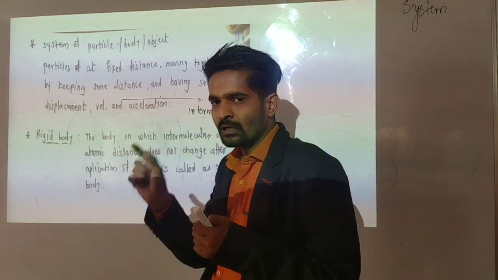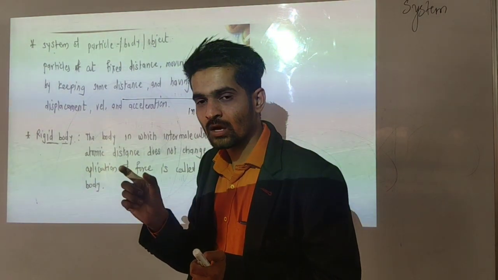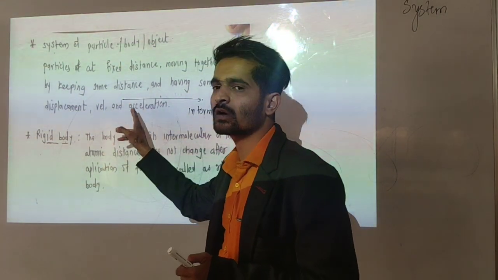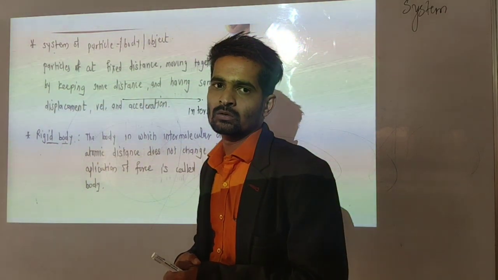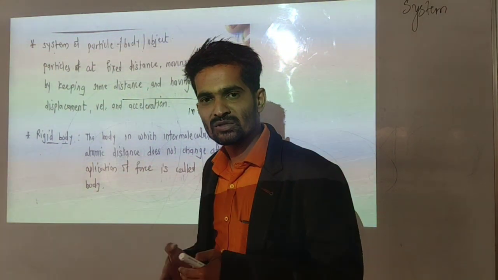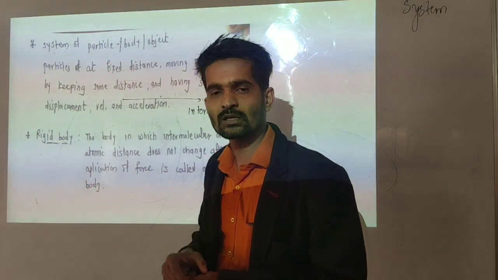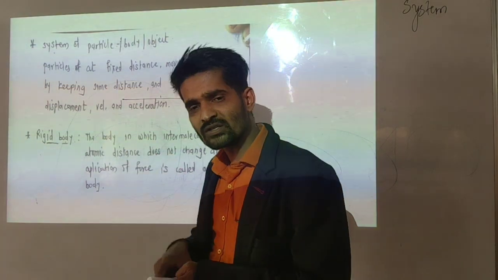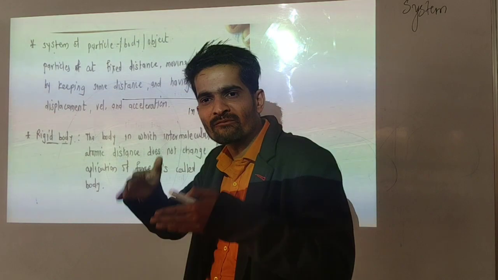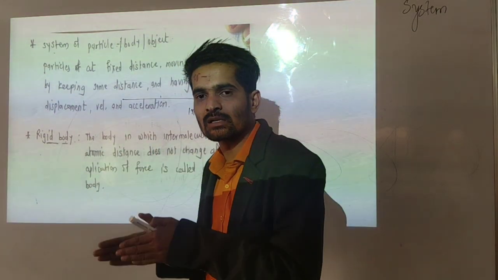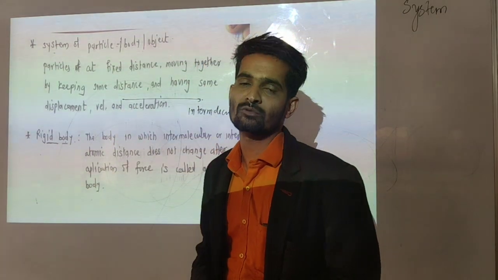By keeping this interatomic distance fixed, all the particles have the same velocity, acceleration as well as displacement. So system of particles means what? It is the collection of particles having a fixed distance, and those particles are moving by keeping the distance between them fixed, and all the particles have the same displacement, velocity and acceleration. This is a system of particles.